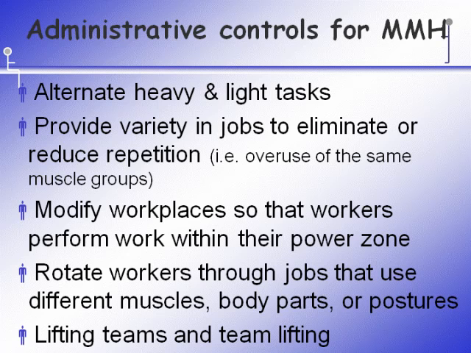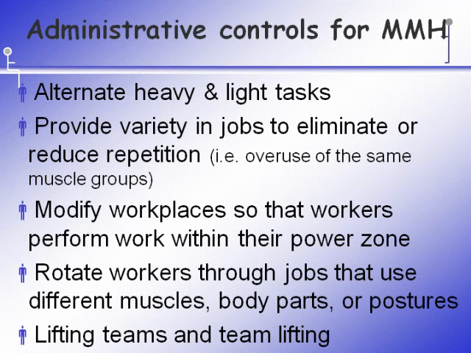Can you provide a variety of jobs to eliminate the overuse of any one muscle group, or rotate workers through different jobs, which again prevents the overuse of one particular muscle group or body part and helps workers to change their posture? Modifying the workplace so that workers perform within their power zone is an engineering control and not an administrative control. And then there's team lifting versus lifting teams. So team lifting is when you get two people together and they perform a lift.